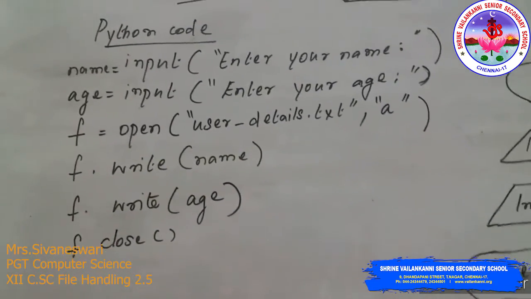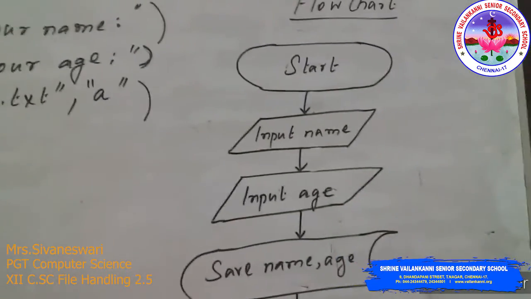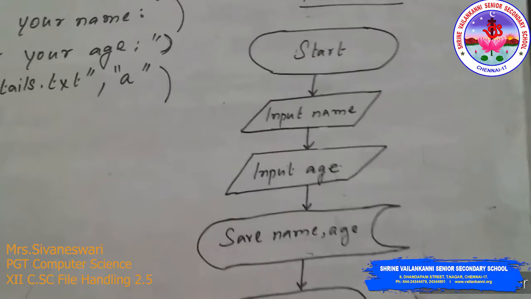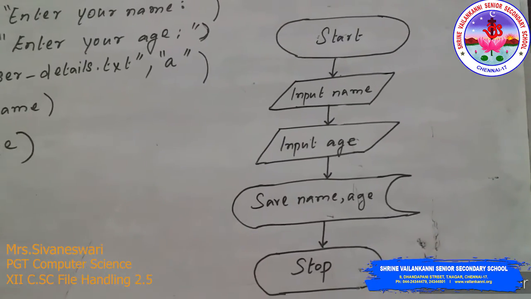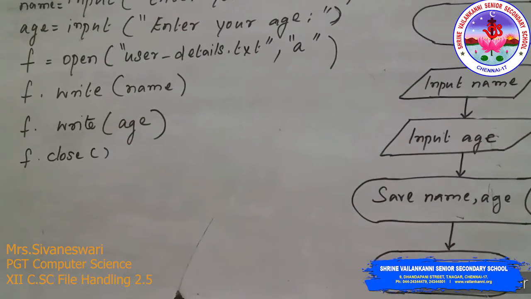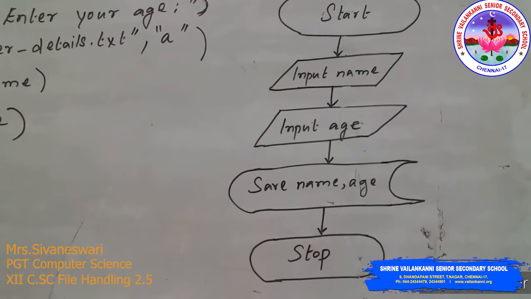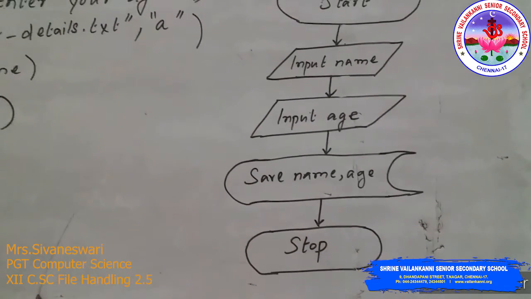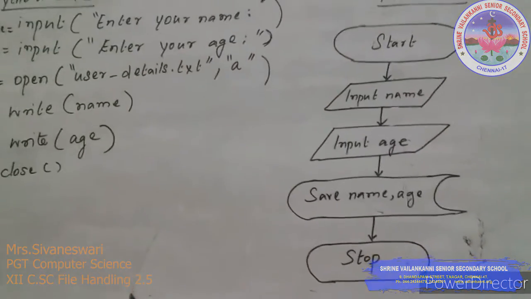So how to represent this in a flowchart, that's what we are going to see now. So this is the flowchart. Start, input name, input age, then for the write operation we write name, write age, save name comma age inside the file symbol, and then the execution is stopped. This is how the file operation is represented in a flowchart.